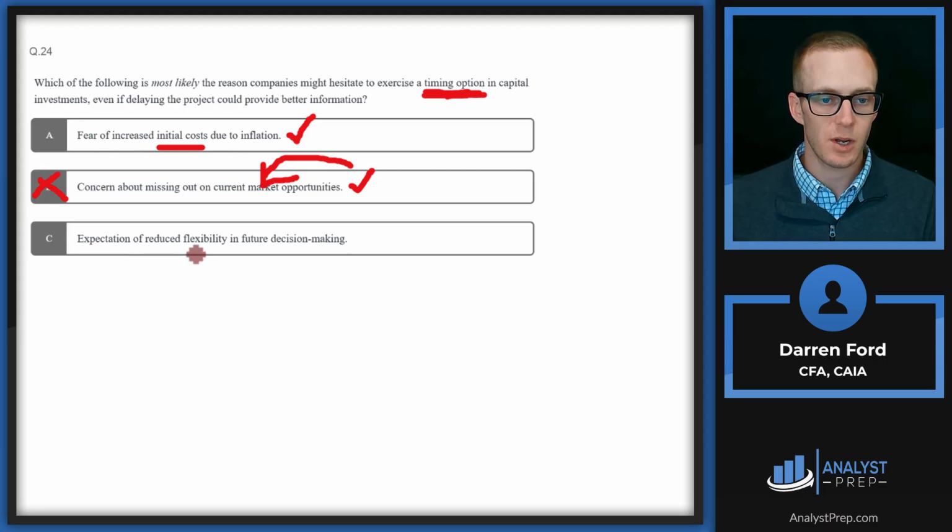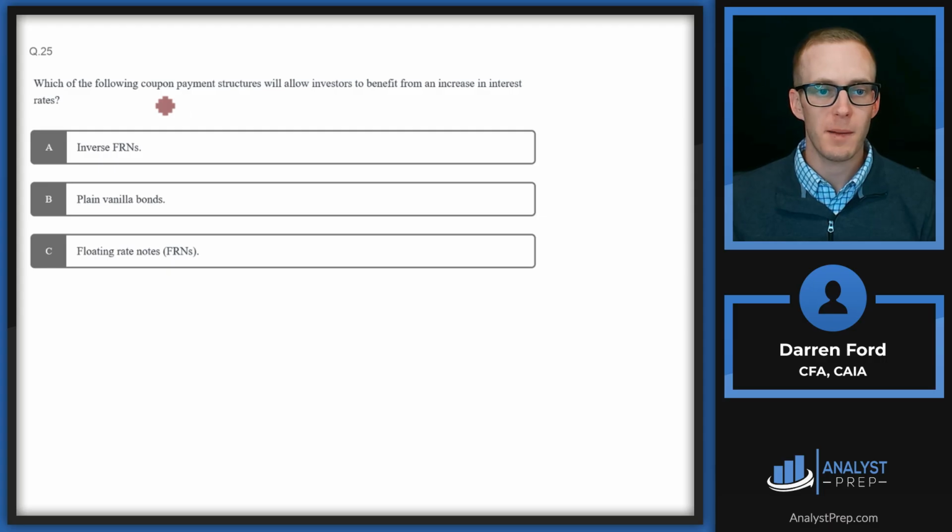And C, expectation of reduced flexibility in future decision making. This is going to be incorrect. This would be the reason to exercise the option so that you have more flexibility. So we're going to go with A. This is why you'd want to move forward now.